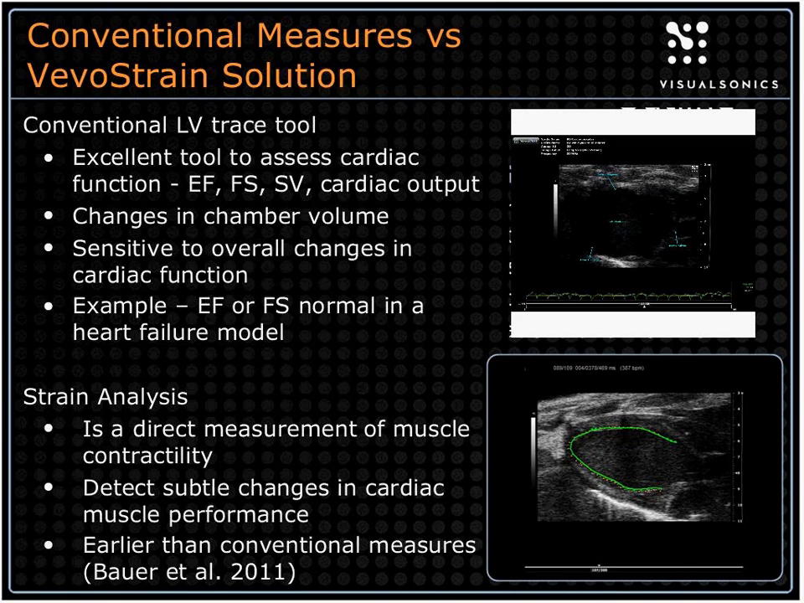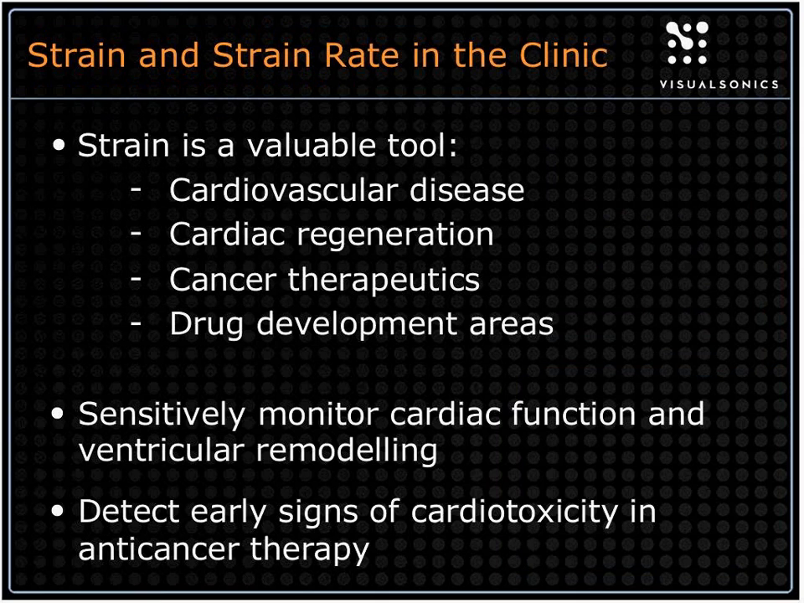Strain and strain rate are actually used in the clinic today. Strain is a valuable tool because it can look at cardiovascular disease, cardiac regeneration, cancer therapeutics, and drug development areas. Strain sensitively monitors cardiac function and ventricular remodeling, and can detect early signs of cardiotoxicity in anti-cancer therapy. For example, a lot of cancer drugs have an effect on the heart. Using strain can actually detect these changes earlier than some other conventional tools.